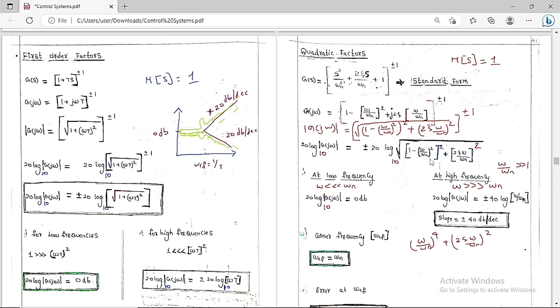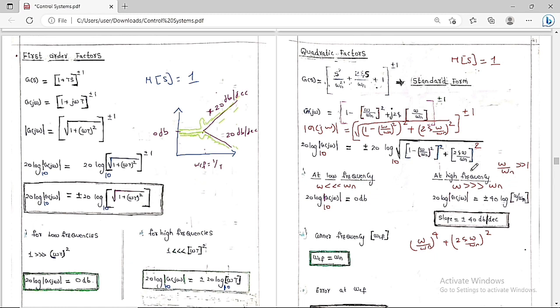Therefore, in simple terms, this one we are going to neglect, and this value also we are going to neglect. So finally we get omega by omega n to the power of 4 with the root, meaning square. So omega by omega n whole square, the square comes outward, and we get plus or minus 40 log of omega by omega n.